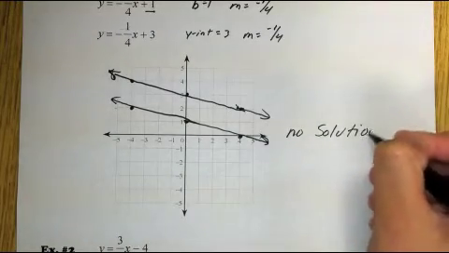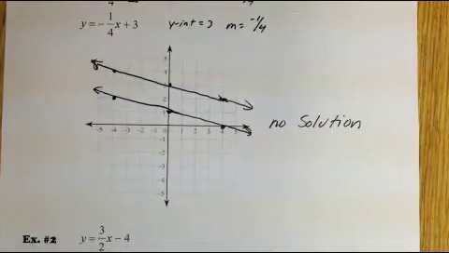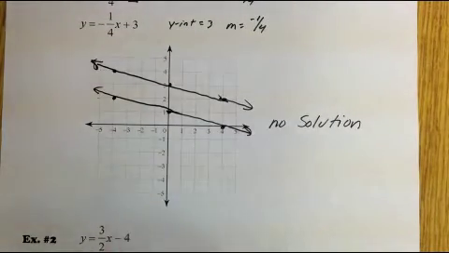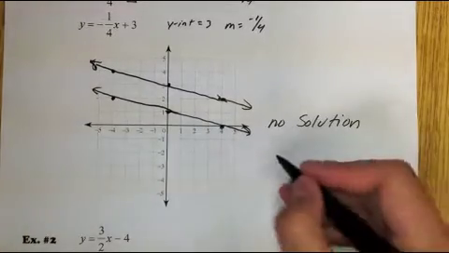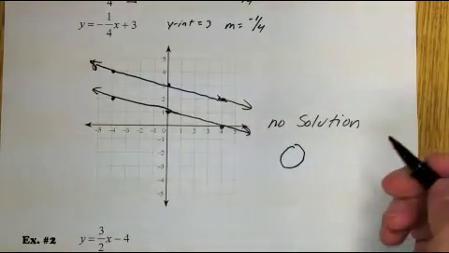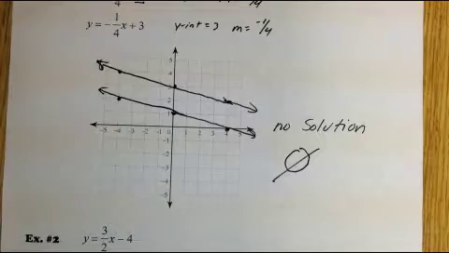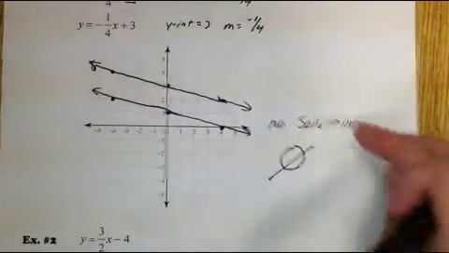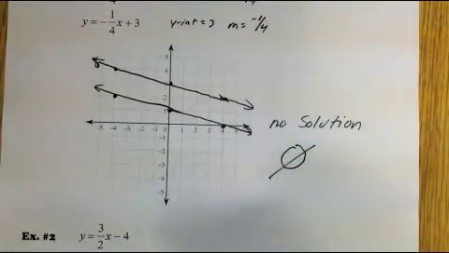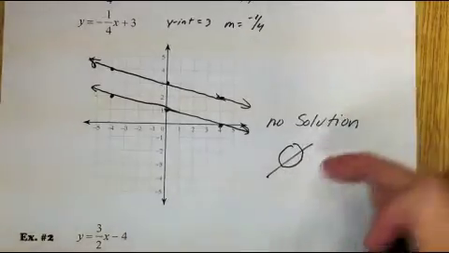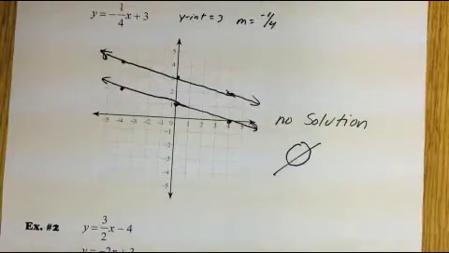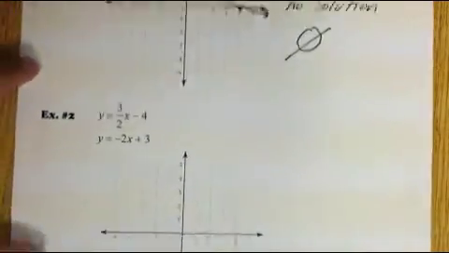What is the symbol? I'm curious if you guys know what the symbol is for no solution. It's really nice and easy. It's a 0 with a slash through it. If you want to use that on your homework, and you may see it on your homework, I want you to know what that means. Easy, right? All right, let's try another example.